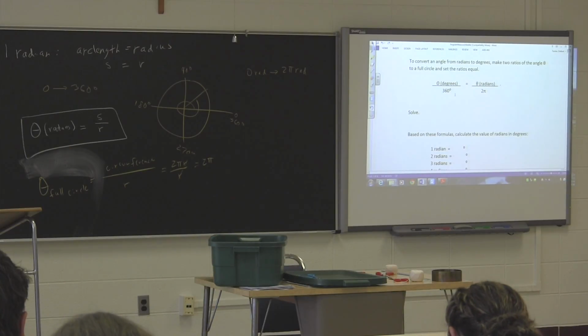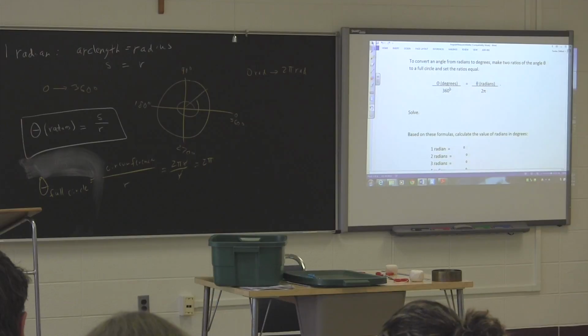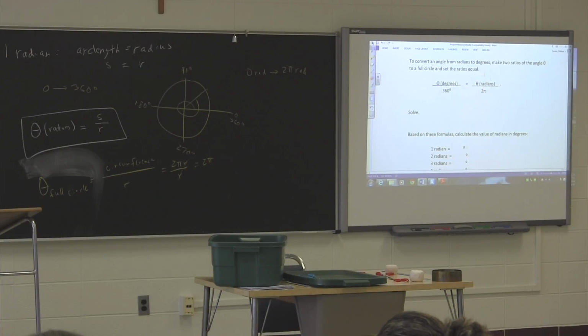What I would like you to do is to solve this for calculating the angle in degrees in terms of radians, and then vice versa, calculating the angle in radians from degrees. So I would like you to write down those two formulas based on what's written here. I'd like you to solve for theta degrees and then solve for theta radians and write it below.